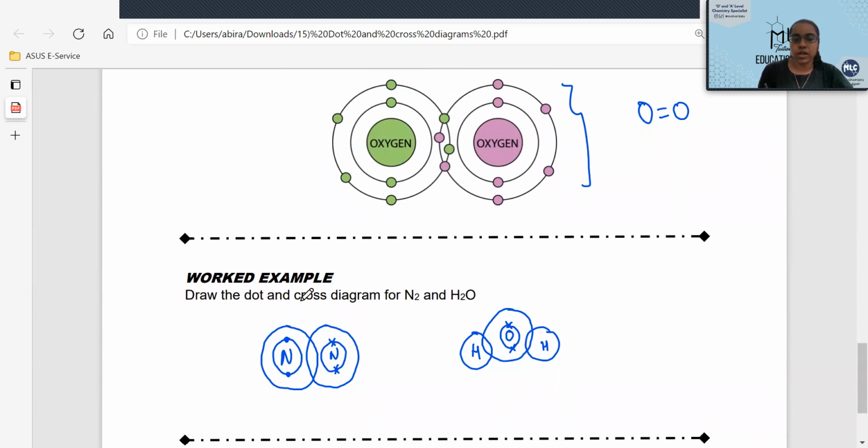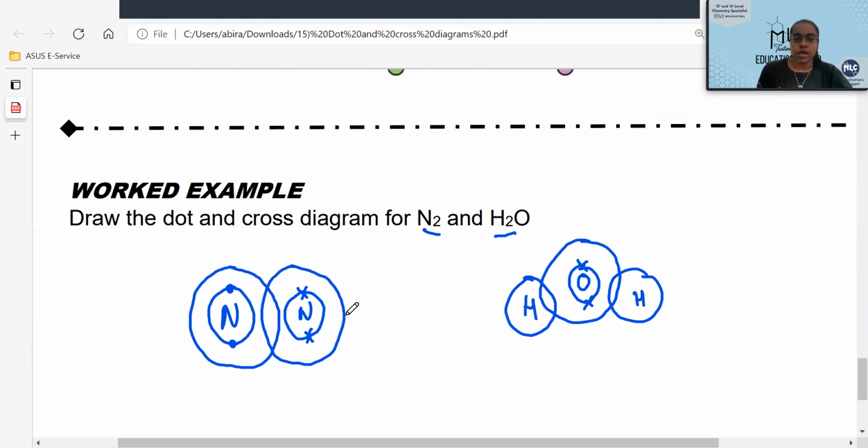It says draw the dot and cross diagram for N2 and H2O, nitrogen and water. When they say draw the dot and cross diagram and it has not specified anything, you are expected to draw every single shell. Let's take a look at the first example, which is N2.